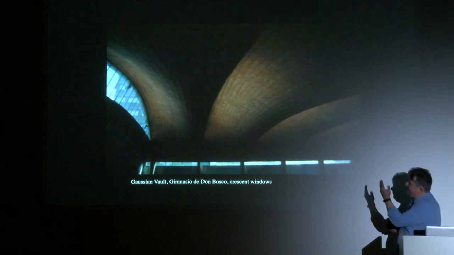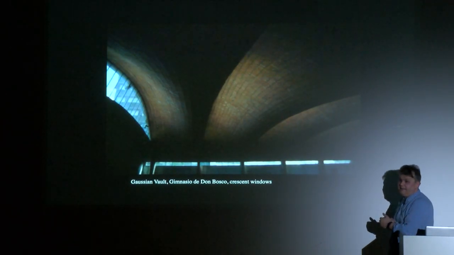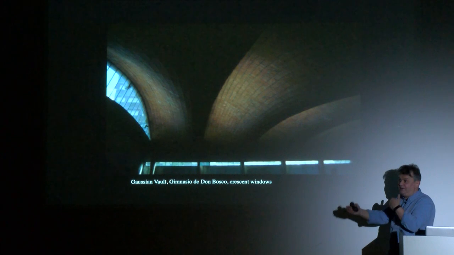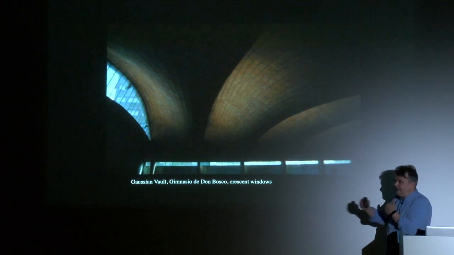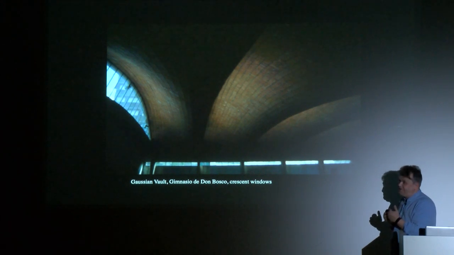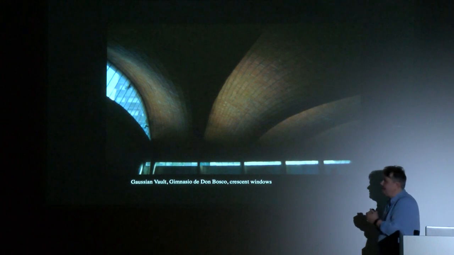But it's a fantastic way of controlling light into the building. So between each successive wave, there's a crescent-shaped window. And these were used, as I say, in many, many projects, particularly industrial, agricultural-type projects, to bring in a soft light into the building as well.